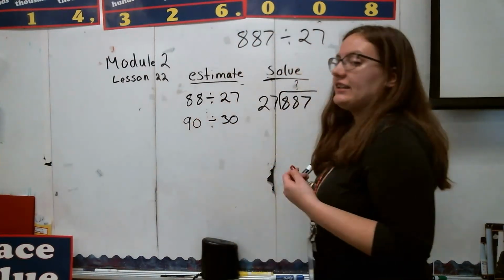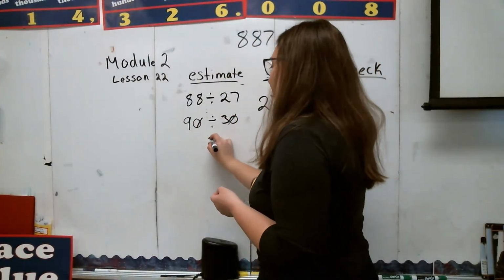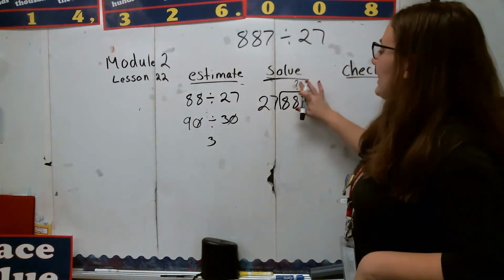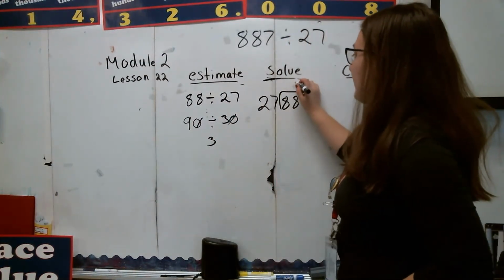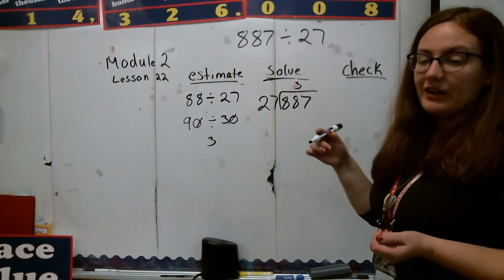And then I have 90 divided by 30. Cross off those zeros. 9 divided by 3 is 3. And that lets me know that I could probably put a 3 up in my quotient, or at least something close to that, to get my problem started.